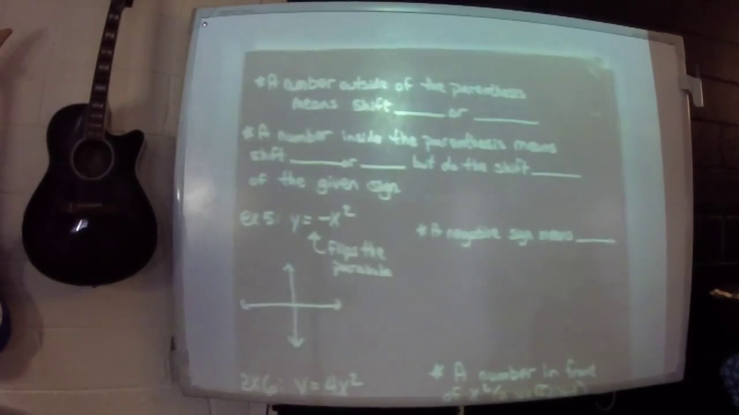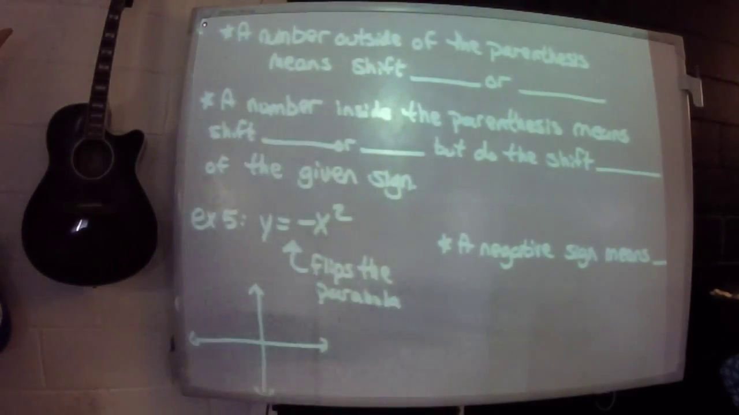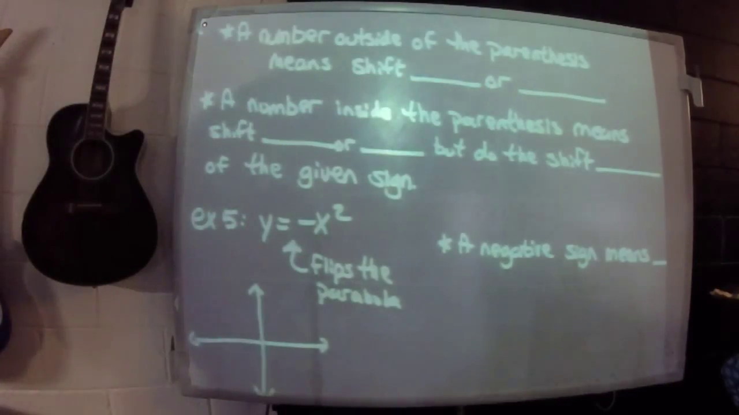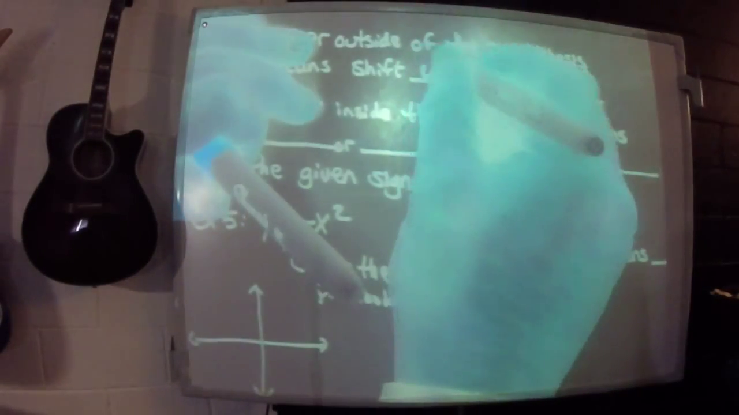So what we just said, let's put it in here. A number outside the parentheses, on the far right, does what? Up and down, up or down. That is your up or down number.